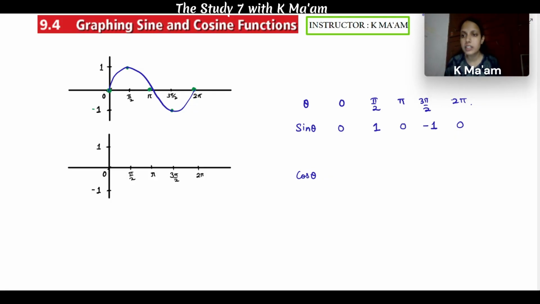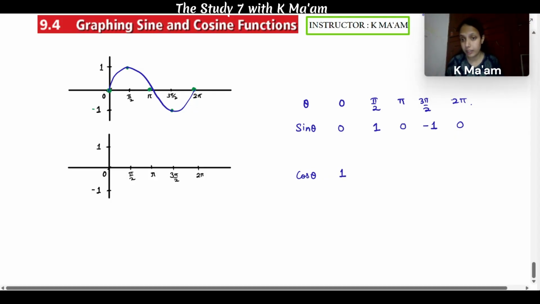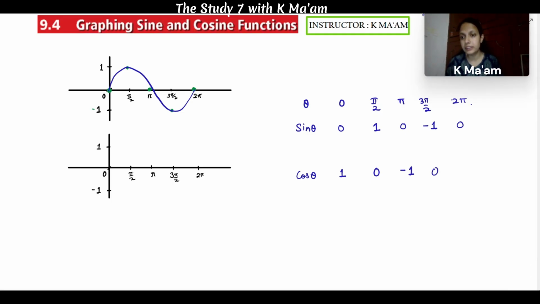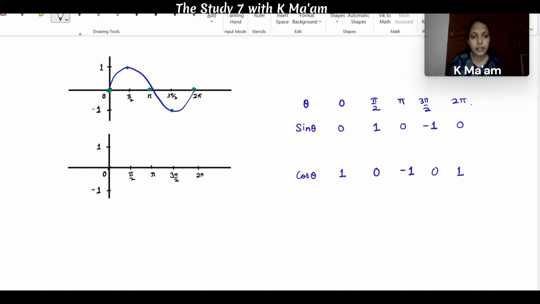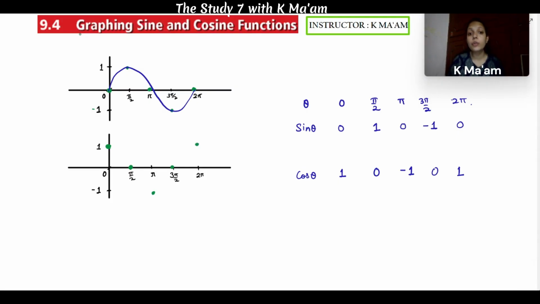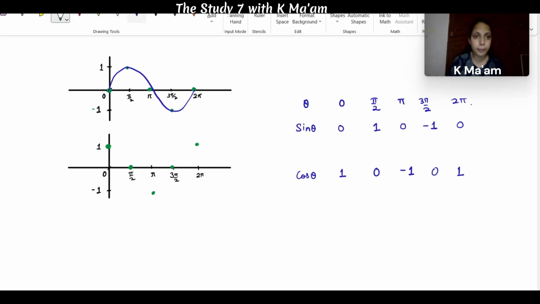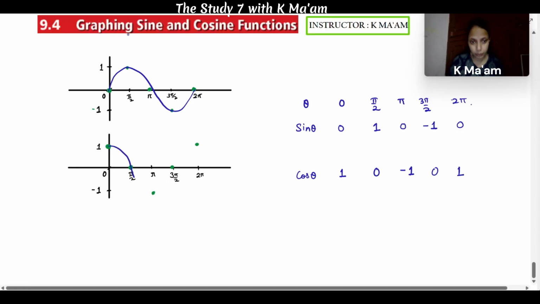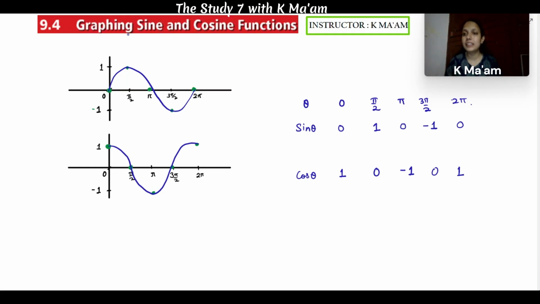Now for the values of cos theta: at 0 it's 1, at pi by 2 it's 0, at pi it's negative 1, at 3 pi by 2 it's 0, and at 2 pi it is 1. Plot these points also. At 0 it's 1, then 0, negative 1, 0 and 1. So trace in a curve way. Up, down, then curve, and this. This is the basic curve for cos theta, and this is for sine theta.